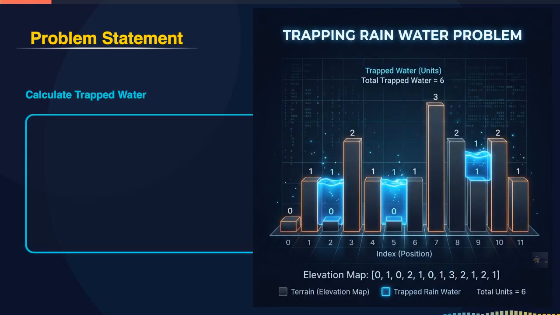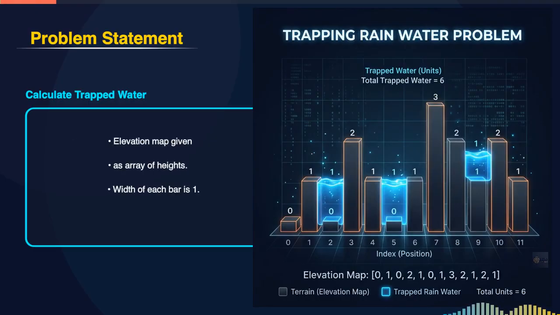We are given an elevation map where each bar has a width of 1. Our task is to calculate how much water this map can trap after a heavy rain. Look at the visualization. The blue areas represent the trapped water between the black elevation bars.